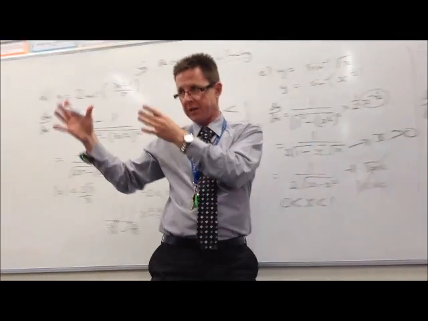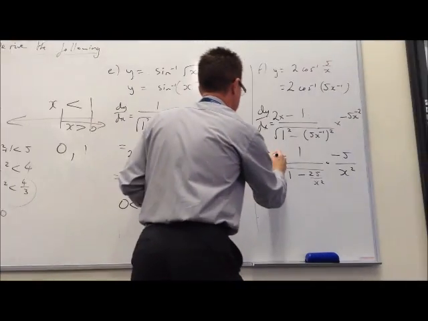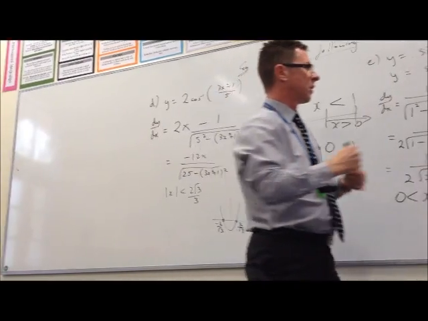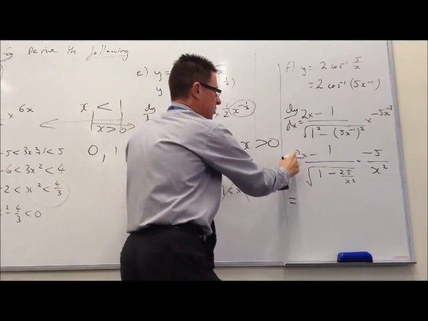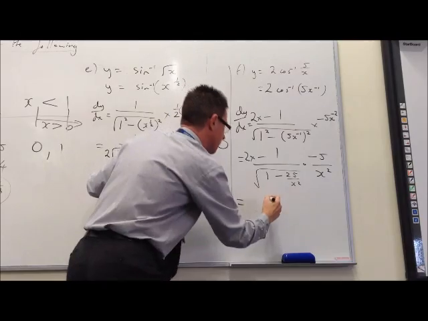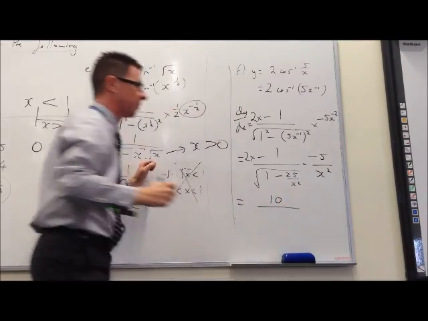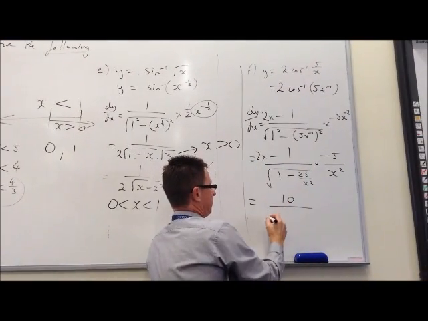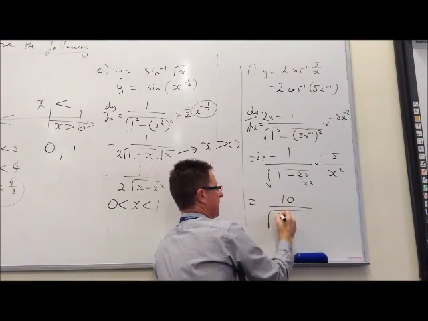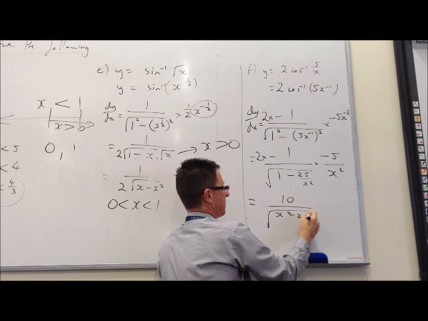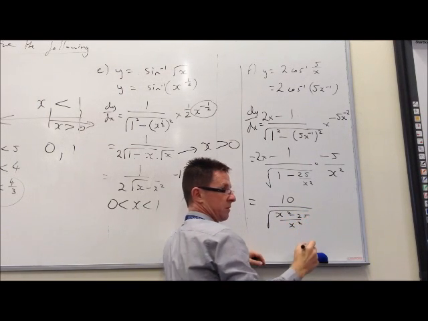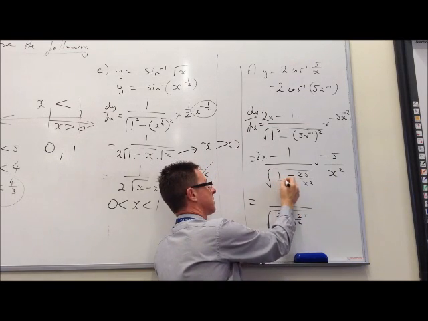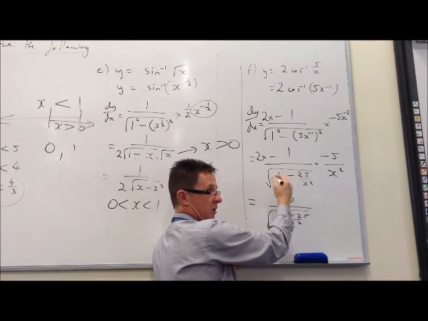So 2 times that function. Okay. So 2, negative 1, negative 5. So we have got 10 sitting on the top line. See this root thing? Let's fix it up. That's x squared minus 25 over x squared, because it's lowest common denominator, basically. I've tidied that fraction up.